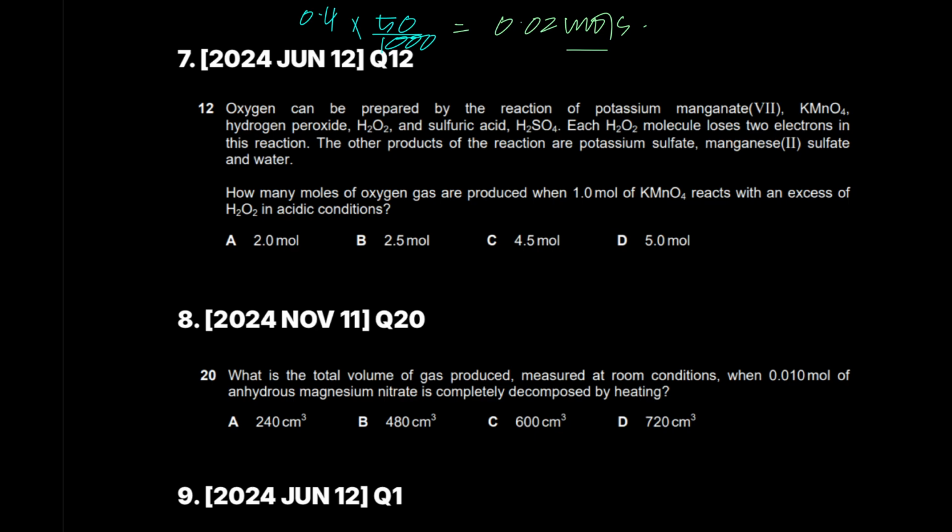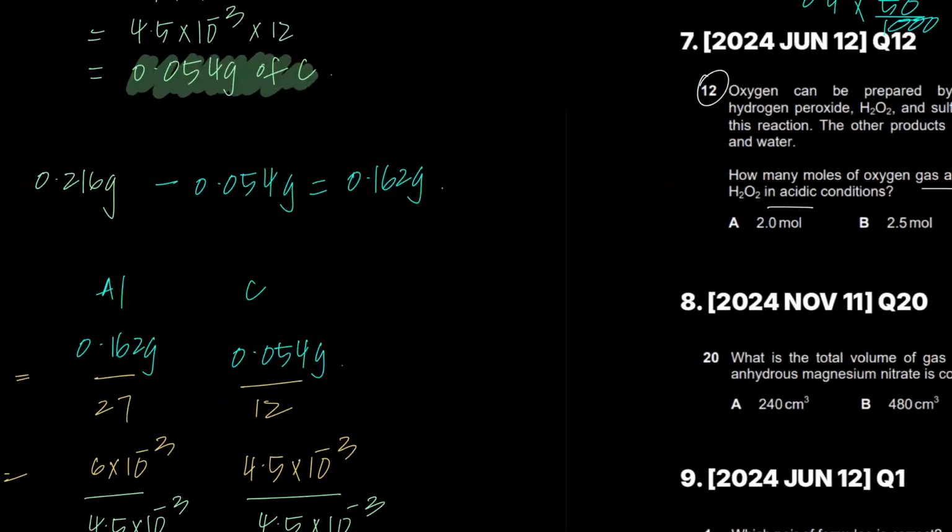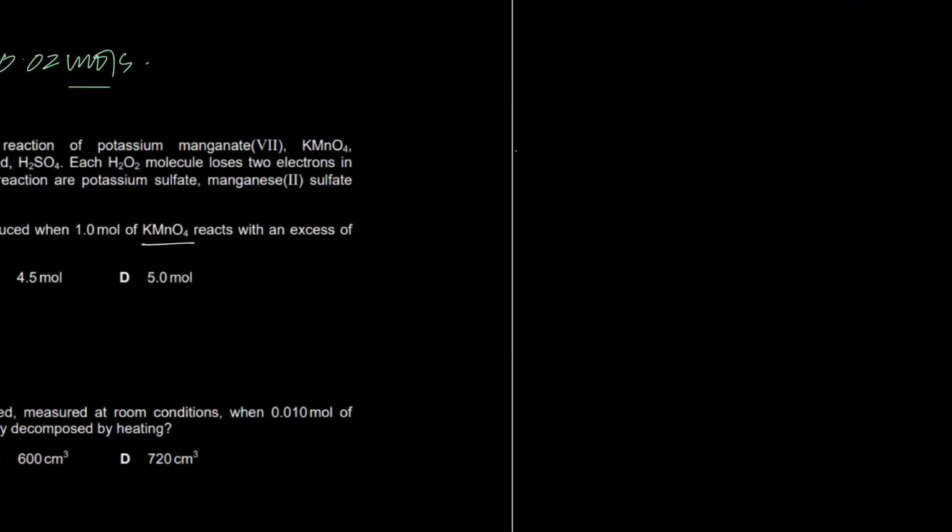Okay, let's talk about this. I want to dissect this MCQ. I know some of you may be able to do it in a split second, but I don't want to do it in a split second. I want to dissect it for you. Now, he's saying, how many moles of oxygen gas are produced when KMnO4 reacts with H2O2 in acidic conditions, right? So I'm going to use this side.